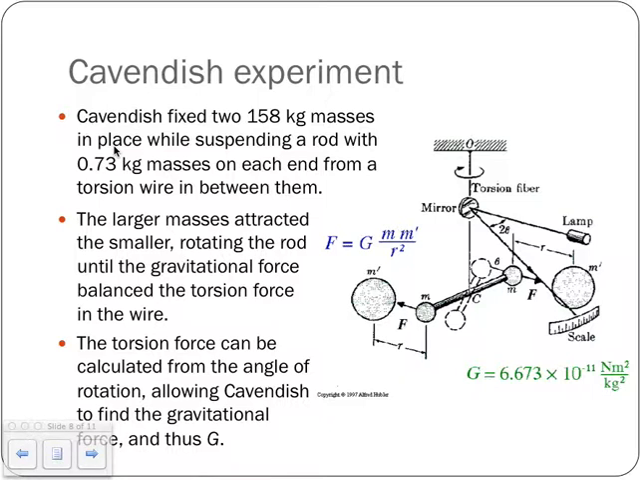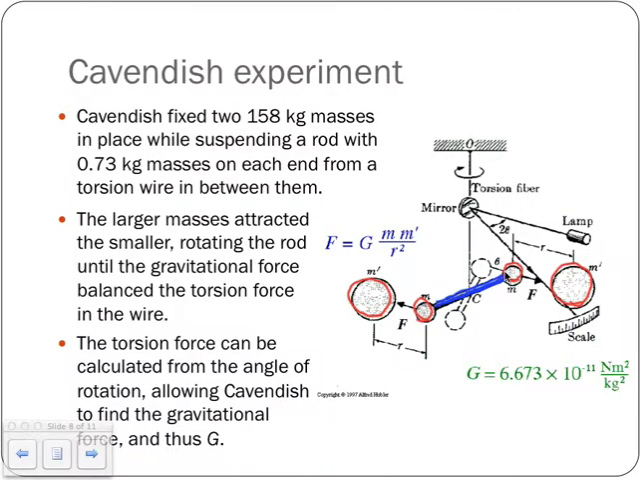So let's take a look at his experiment here. What Cavendish did is he fixed 158 kilogram masses, lead in this case, in place, while suspending a rod with 0.73 kilogram masses on each end from a torsion wire in between them. We can see a little bit of a diagram over here on the right side. We have 158 kilogram masses, one right here, one right here. They are fixed in place, so they would have been on something that holds them in place. We also have a rod that is free to turn, right in here. On the ends of that rod are two other masses, and these are the 0.73 kilogram masses.